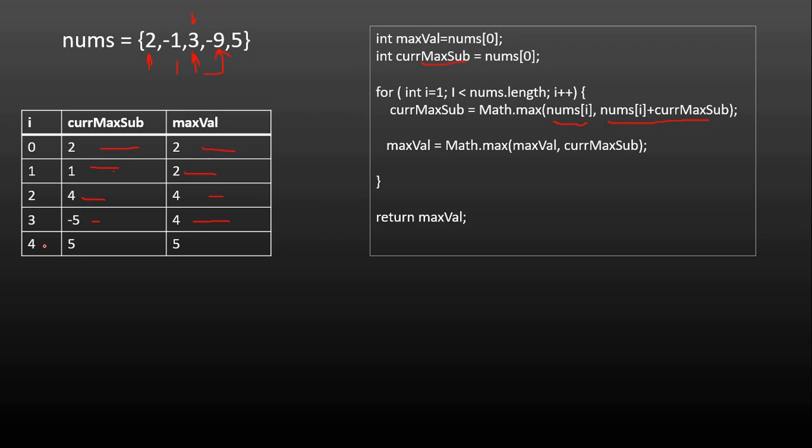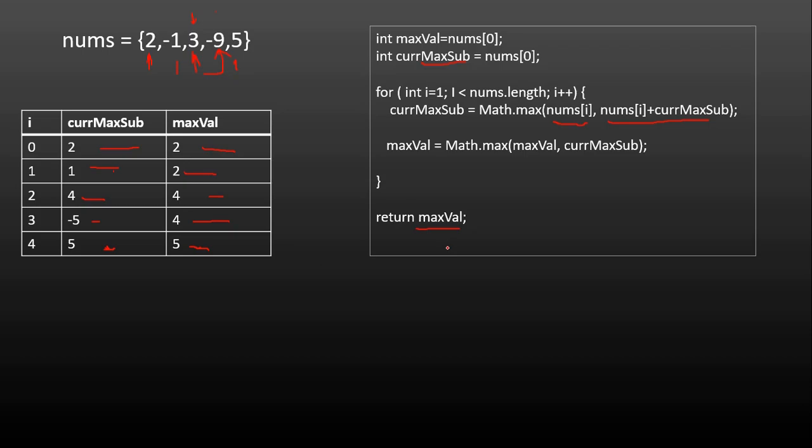Then when I is equal to 4, the value is 5. So nums of I is 5, and nums of I plus current max sub is 5 plus -5, which is 0. So between 5 and 0 the maximum is 5. So my current max sub becomes 5, and in maxwell I'm checking maxwell and the current max sub, right? So between 4 and 5 my max value is 5, so my maxwell is assigned the value of 5. So at the end I'll return the value 5 here, right?